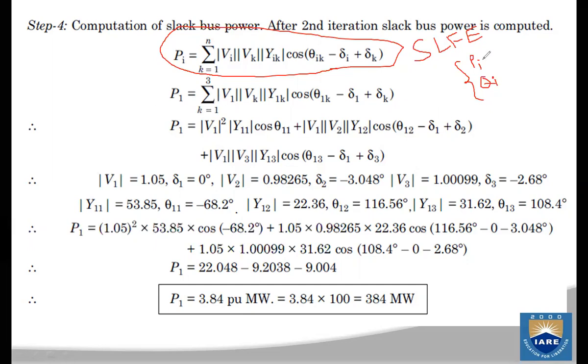Now here, as you have to compute the slack bus power, and the slack bus is numbered 1, here i will become 1. When you substitute 1 in place of i, P1 is equal to sigma k equal to 1 to n; here there are only 3 buses, into magnitude of V1, Vk, Y1k cos of theta 1k minus delta 1 plus delta k. Now you expand this summation by substituting k equal to 1 to 3, and then you will get this equation.